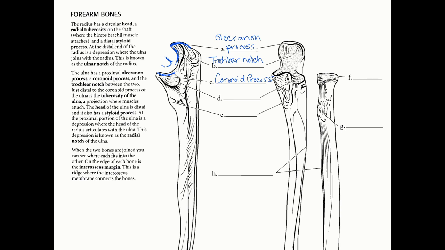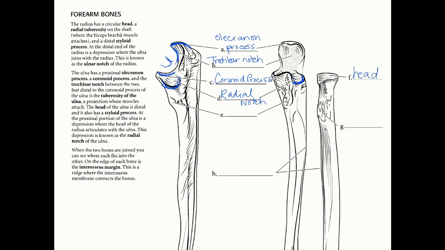All right. D here, this guy right here is our radial notch. It's also here in this view. This is an important region because this is where the radial head is going to rest, which is actually labeled F over here on the radius. This is the head of the radius.